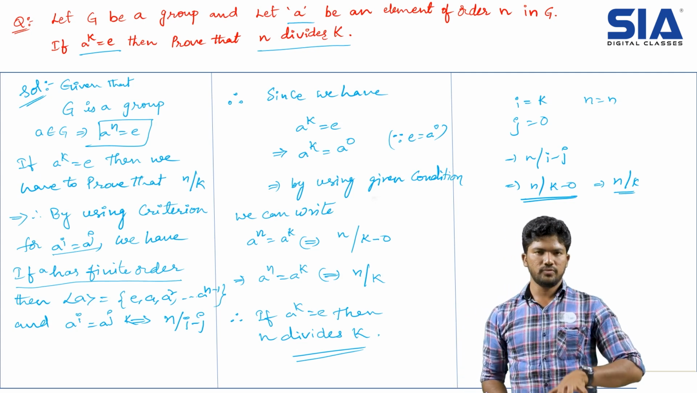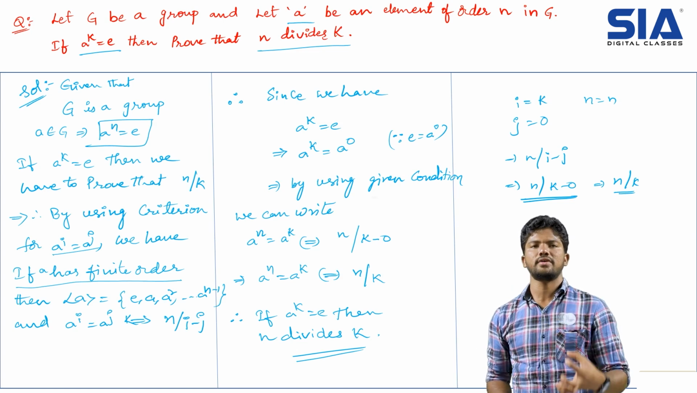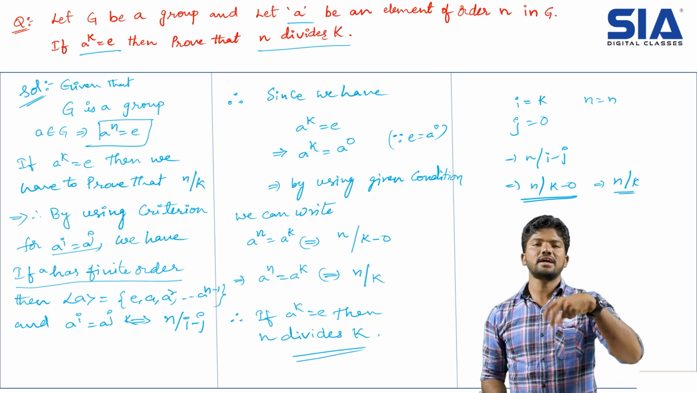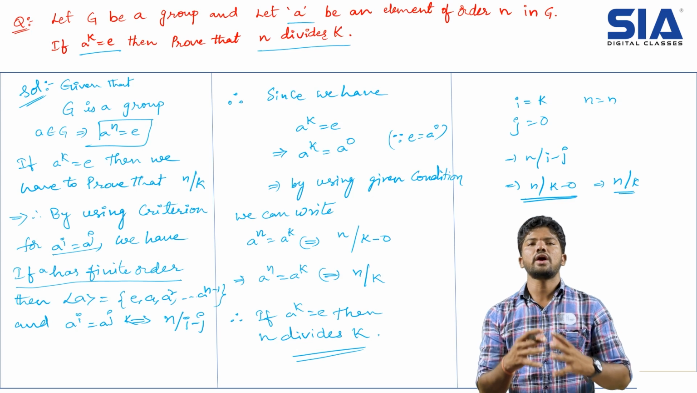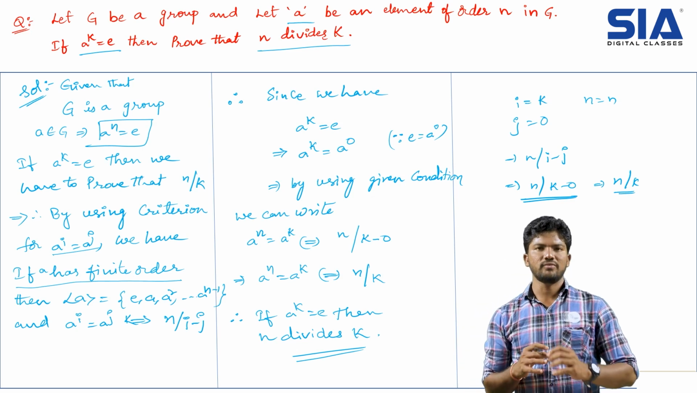In this format, if you get any problem based on this divisible condition, you have to apply the criterion for a power i is equal to a power j whenever order of a is finite. If they ask order of a is infinite, then you have to use the first condition. Okay, so I hope you understood this problem very well.